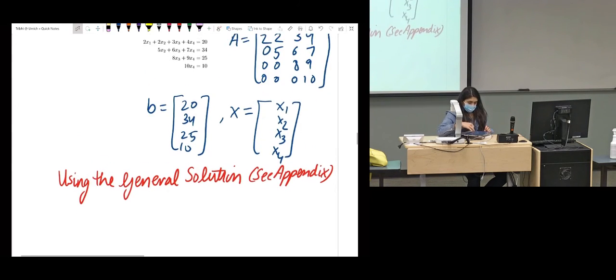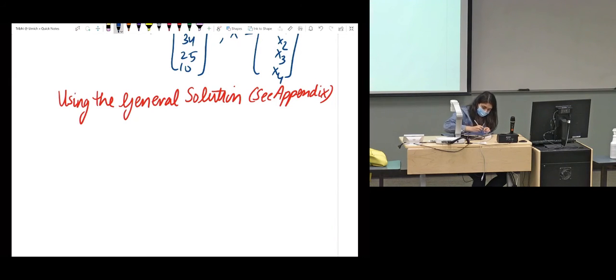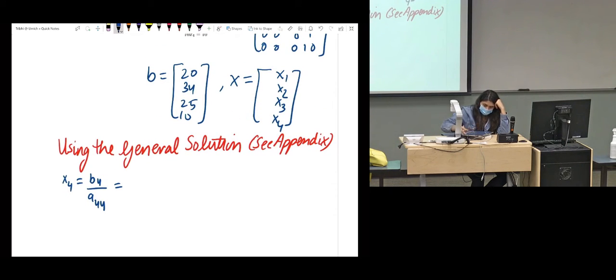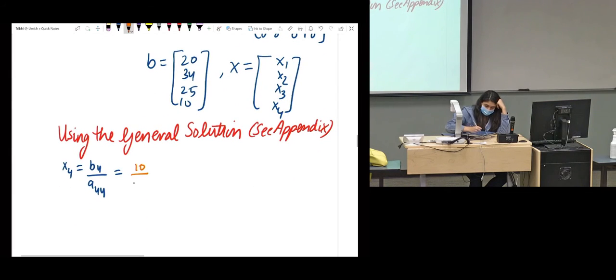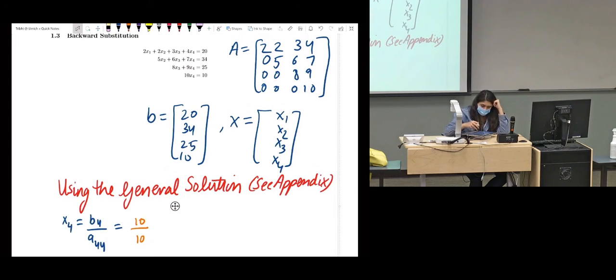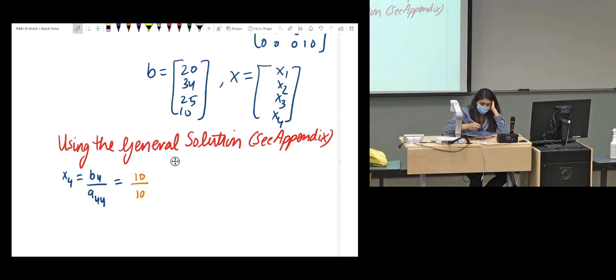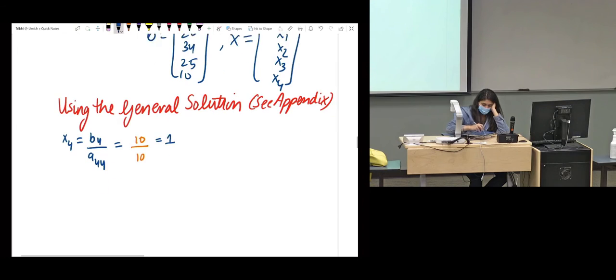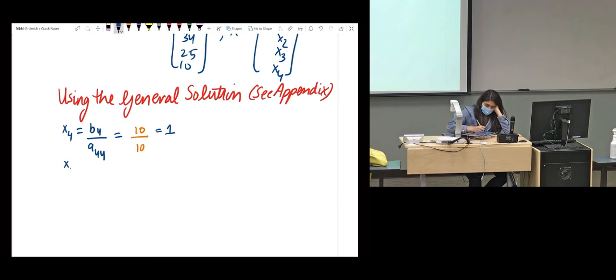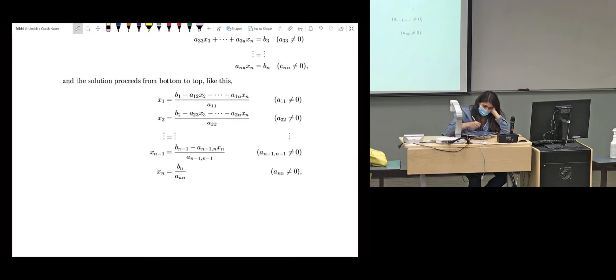Amazing. So let's get to it then. My x4 is b4 by a44. What is b4? b4 is 10, and a44 is also 10. This term right here. And then I get x4 is equal to 1. I use it in x3. I know from my formula here, where n is equal to 4, I get x4 is b4 by a44.